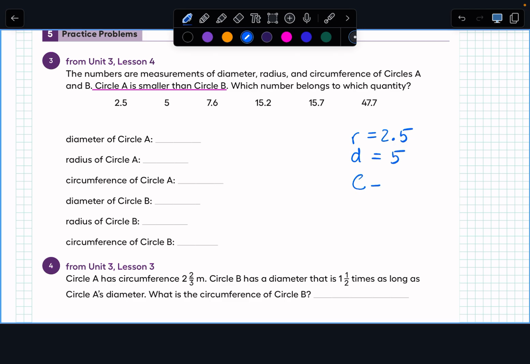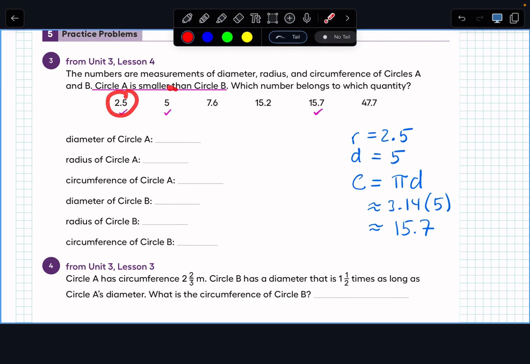If I have the radius at 2.5, that means the diameter would be 5. So let's do C equals pi d, and we'll do 3.14 times 5, and 3.14 times 5 is 15.7. So, ladies and gentlemen, that means that, okay, well, hold on. Let's just do this real quick. So we had this one, and we have that one. They all kind of linked up together, right?